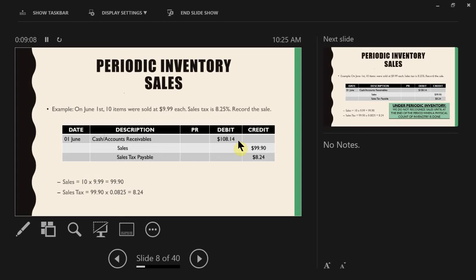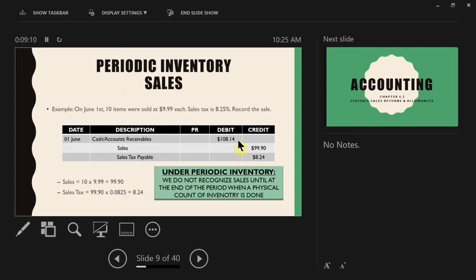No. All right, that was 6.1. And of course, under periodic inventory, since we don't actually keep track of what we sell, all we need is just this journal right here showing that we sold something. We don't need to keep track of our inventory because it's periodic inventory. We don't keep track of it until the end of the accounting period.